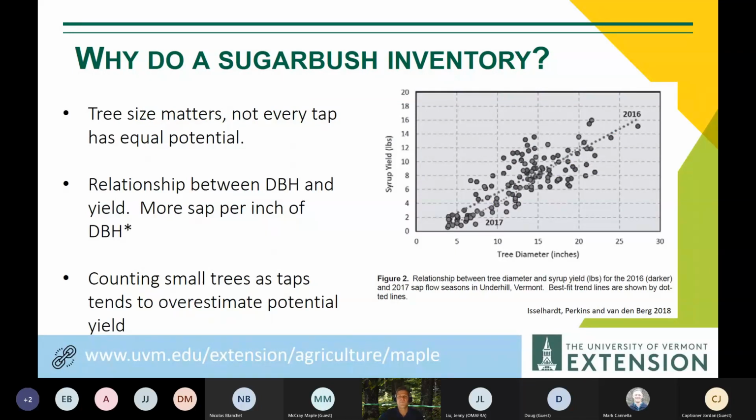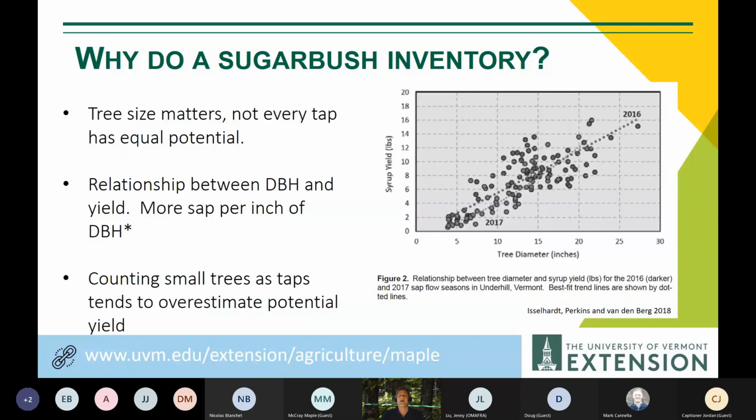Well, we know from previous research, not just at UVM but elsewhere, that the size of the tree really matters in terms of how much sap you get. And it's a fairly linear, although it's not perfectly linear, relationship. Larger trees will produce more sap. And I've also talked with sugar makers who at first estimated they had, say, 10,000 taps, but when you actually went out and looked at the inventory data and looked at the trees they were tapping, their abundance of small trees being tapped really meant that they were overestimating how much they could get.